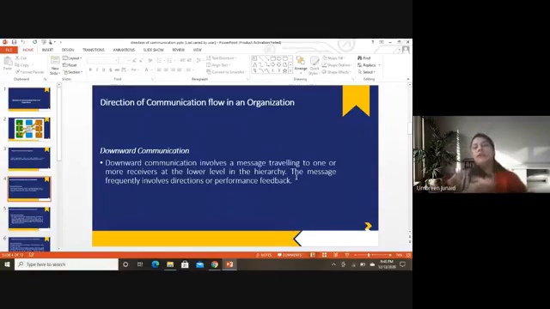So basically, whenever the downward communication goes, how does it go? It is a message from the top management or from the managers to the employees and to the team of that manager. And usually, what is that message? The most important message that is usually given to the team or to the employees at the lower level are the directions: how to do, when to do, what to do.